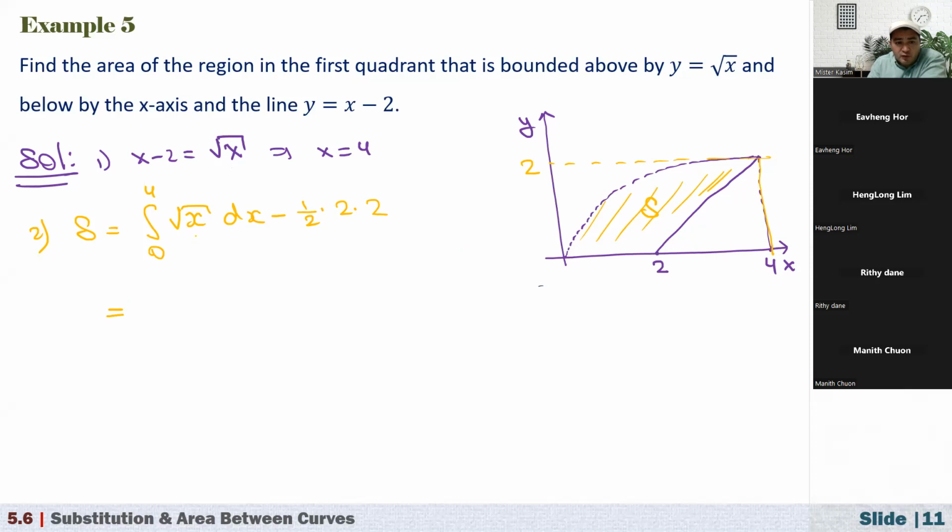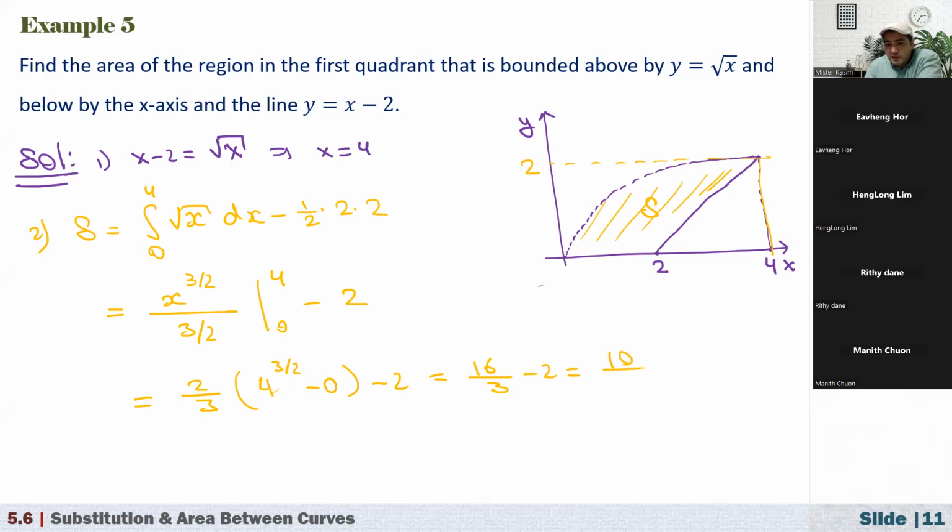So the integral of square root of x is x to the power of 3 over 2 over 3 over 2, from 0 to 4, minus 2. So that's 2 over 3 times, when x equals 4, 4 to the power of 3 over 2, minus 0, minus 2. The square root of 4 is 2, 2 cubed is 8, and 8 times 2 is 16. So here we have 16 over 3 minus 2, which is equal to 10 over 3. So the area of the shaded region is equal to 10 over 3.